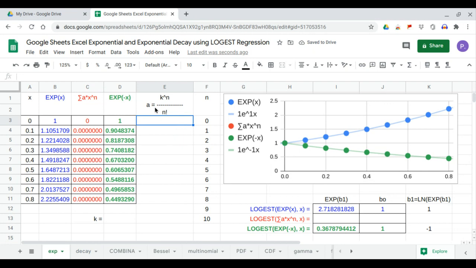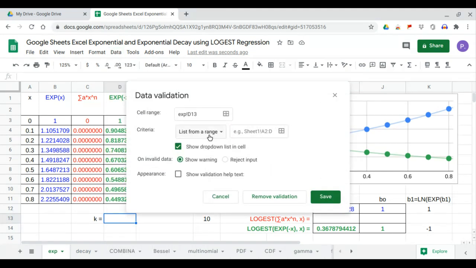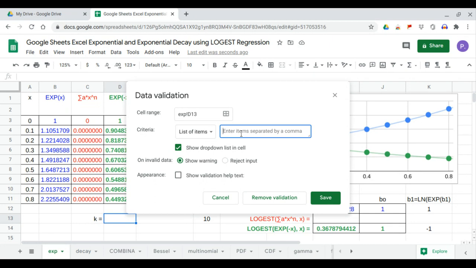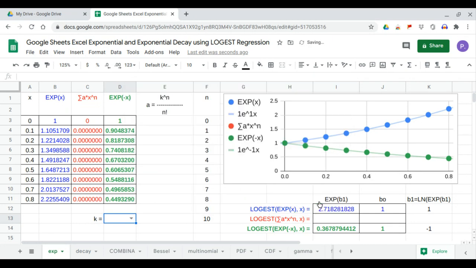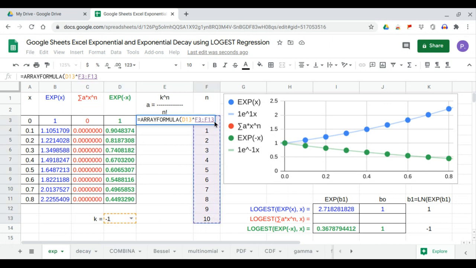Now the coefficient. It is k to the power n, where the value of k is negative 1 and 1. So data validation, list of items, negative 1 and 1. Negative 1 if it is decaying, and positive 1 if it is exponential. So we start with decaying. So this is equal to array formula, starting with the numerator, k raised to the power n, all over factorial of n.